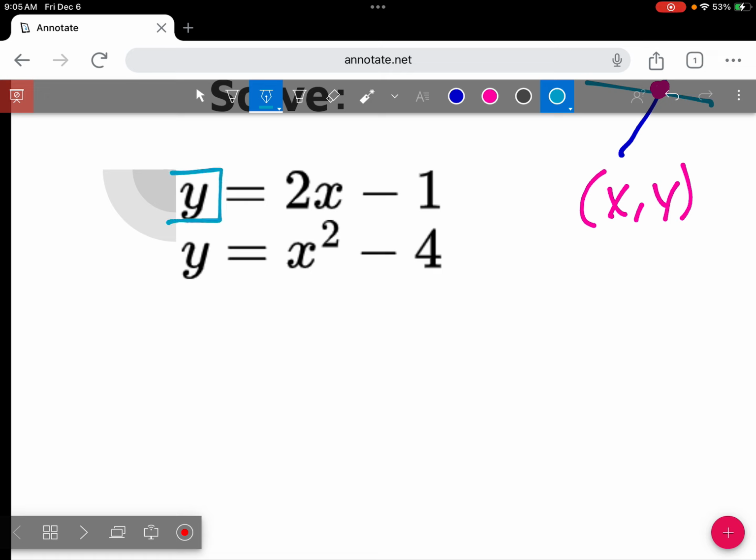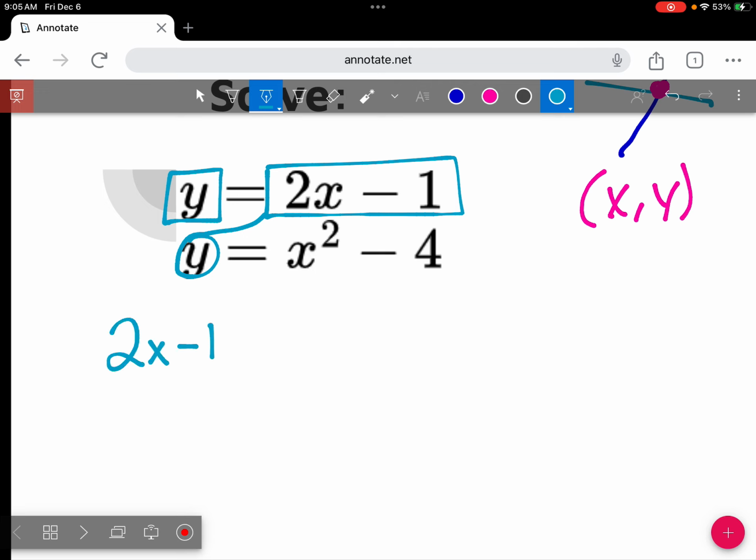I have a y equals equation here. I know y equals this, so substitute that in. We're going to set them equal to each other. We're substituting that 2x minus 1 in place of this y. So we're going to have our 2x minus 1 equals this guy, our x squared minus 4.